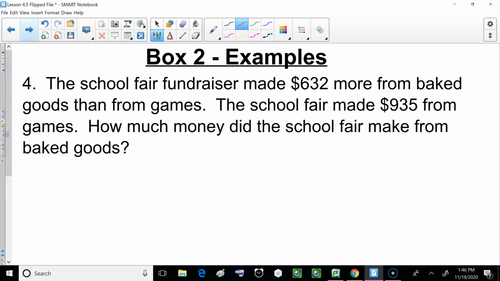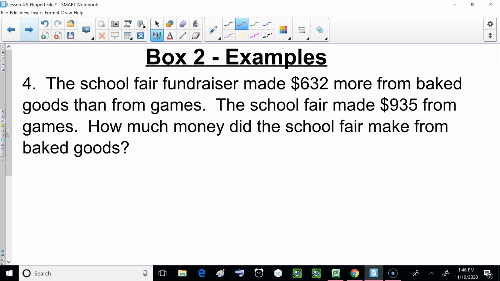The school fair fundraiser made $632 more from baked goods than from games. The school fair made $935 from games. How much money did the school fair make from baked goods? Whew, a lot going on there with numbers and foods and fairs. So we're going to read it one more time. The school fair fundraiser made $632 more from baked goods than from games. The school fair made $935 from games. How much money did the school fair make from baked goods?